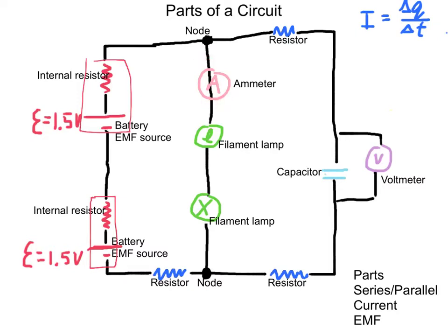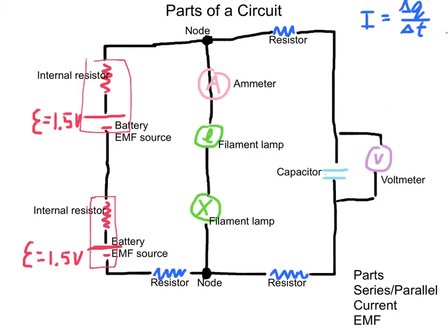Now wires we will consider to have zero resistance, meaning how much it fights the current coming through, how much it resists the flow of electrons through there. Resistors, on the other hand, generally have a known R measured in ohms. We'll talk about that in the next video. And those are going to resist the flow of electricity.